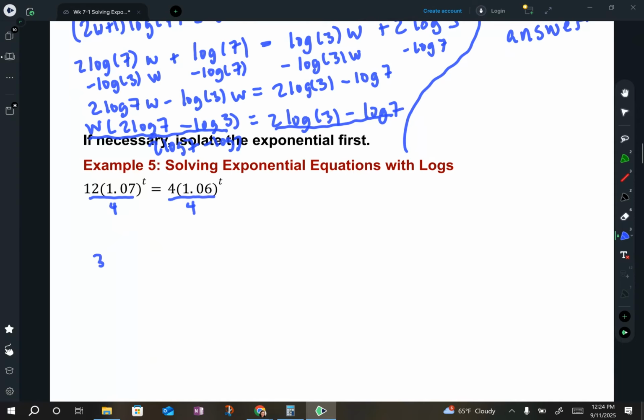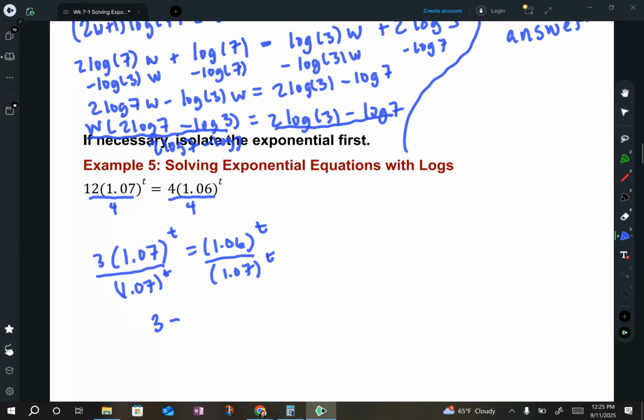So that gives me 3 times 1.07 to the t equals 1.06 to the t. And now I'm going to divide both sides by 1.07 to the t. That gives me 3 equals, and since these have the same exponent of just t, I can make it 1.06 over 1.07 to the t. All right, and now I'm down into my situation where I can just take the logs of both sides.